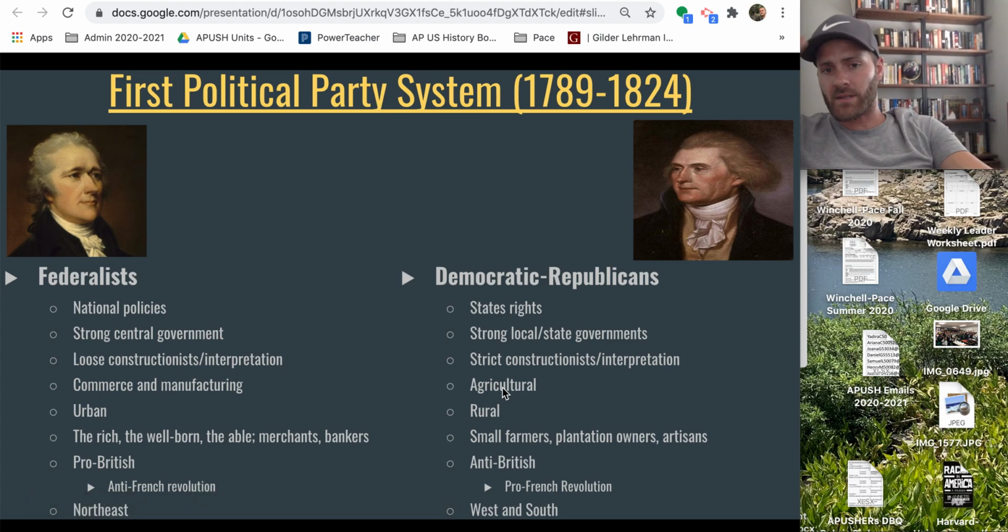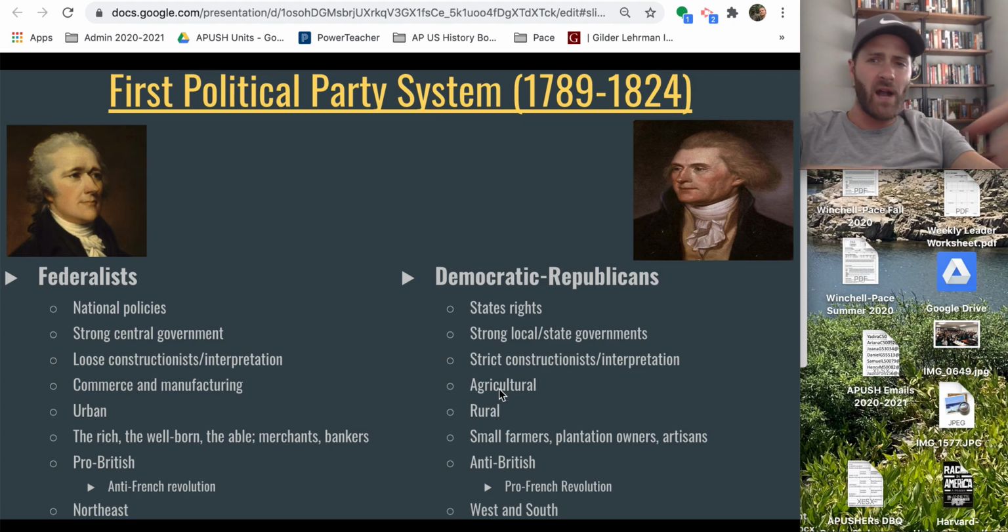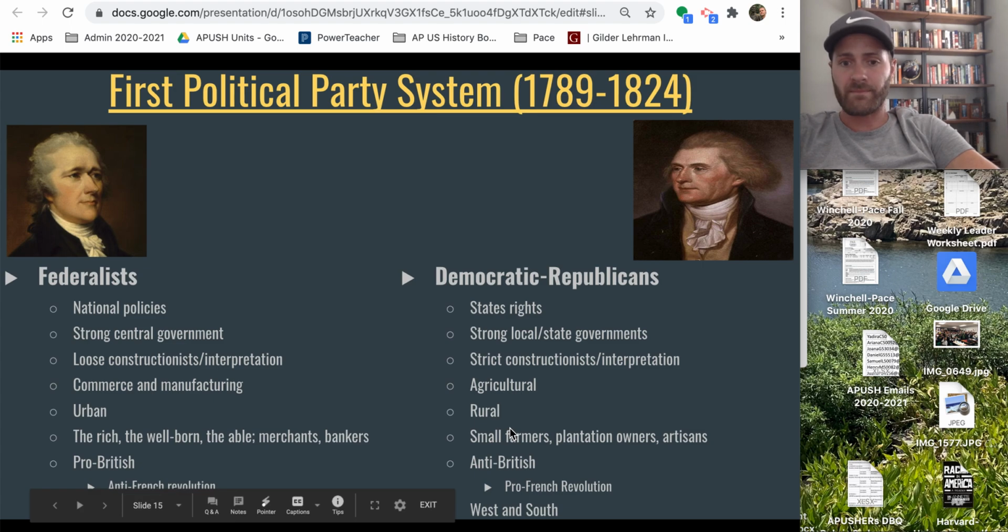Jefferson uses the phrase the yeoman farmer, the yeomanry, which is a word I'll use a ton this year in class. Just ask any of my last classes. The yeomanry is really important to understand here. And that's just the small, self-sustained, everyday farmer that Jefferson and his supporters look at as the ideal American. Now, we don't need to be banking and industrialization and manufacturing. That the real legacy of America is the yeoman farmer. Of course, there will be more support in rural areas, largely supported by small farmers, plantation owners, and the artisan or the working class.